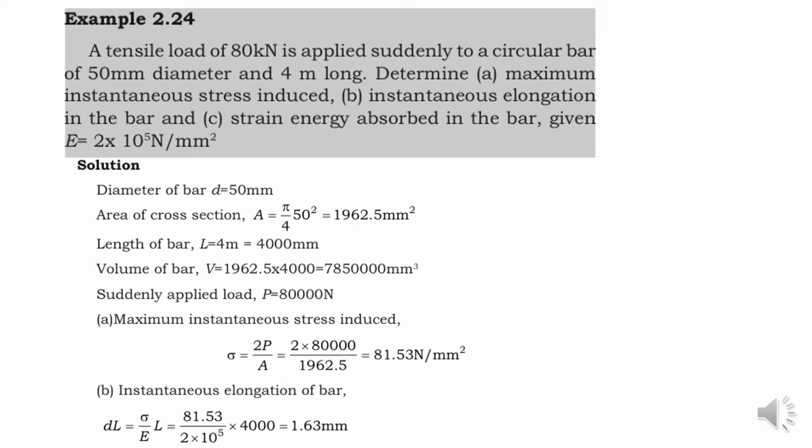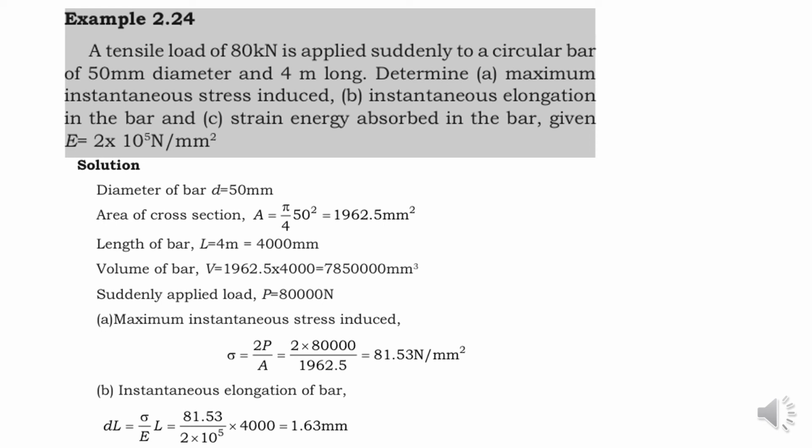So another problem. A tensile load of 80 kN is applied suddenly to a circular bar of 50 mm diameter and 4 meter long. Determine the maximum instantaneous stress induced, then the instantaneous elongation in the bar. Next one, the strain energy absorbed in the bar. Given E equal to 2 into 10 raised to 5 Newton per mm square.